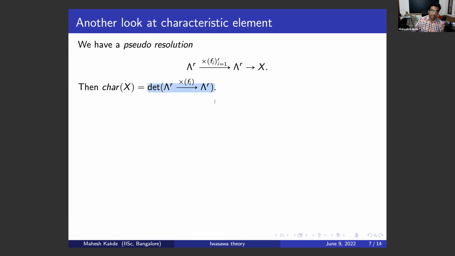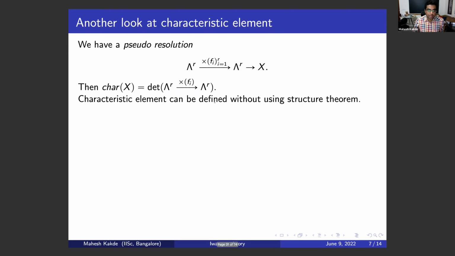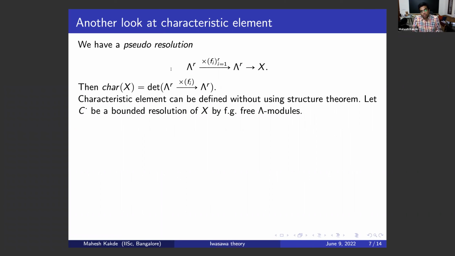So its ideal is generated by this thing, right? So this suggests another way of defining a characteristic element without using the structure theorem. Okay, and this is what I'm going to describe more precisely, rather than this non-standard way. And this generalizes to other rings, not just Z_p double bracket Gamma.